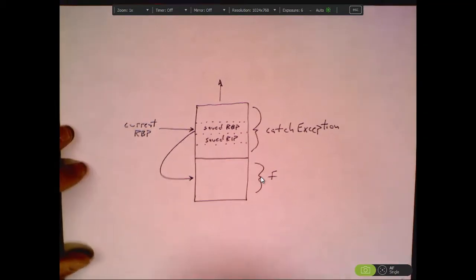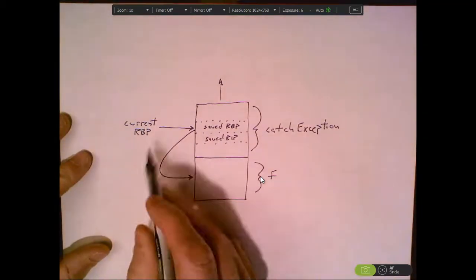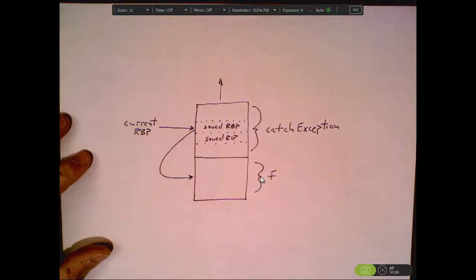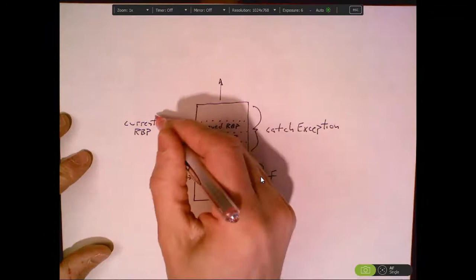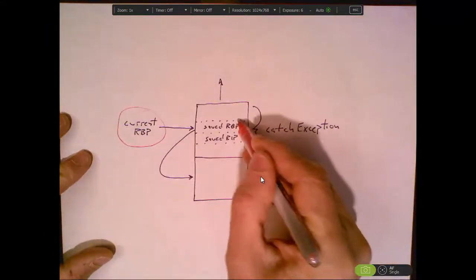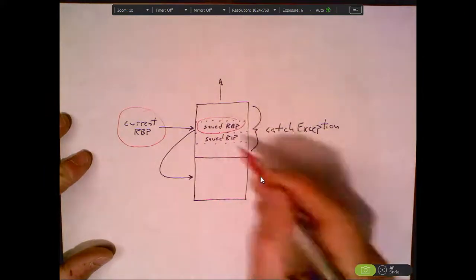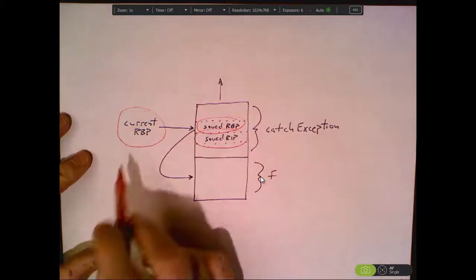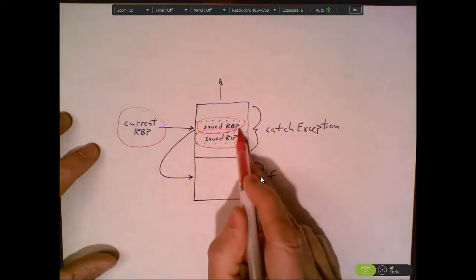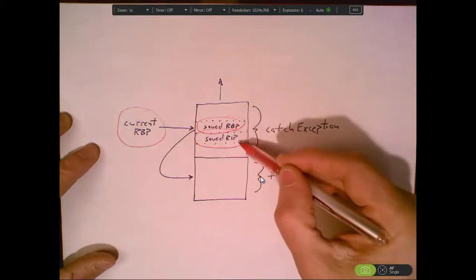So the snapshot here is really, we need to get the current RBP value. We got to grab that and put it in a stack. And it turns out we're going to need to save this value and this value. So if we can get the current RBP value, it will point to the saved RBP value, and then 8 bytes away will be the saved RIP value.